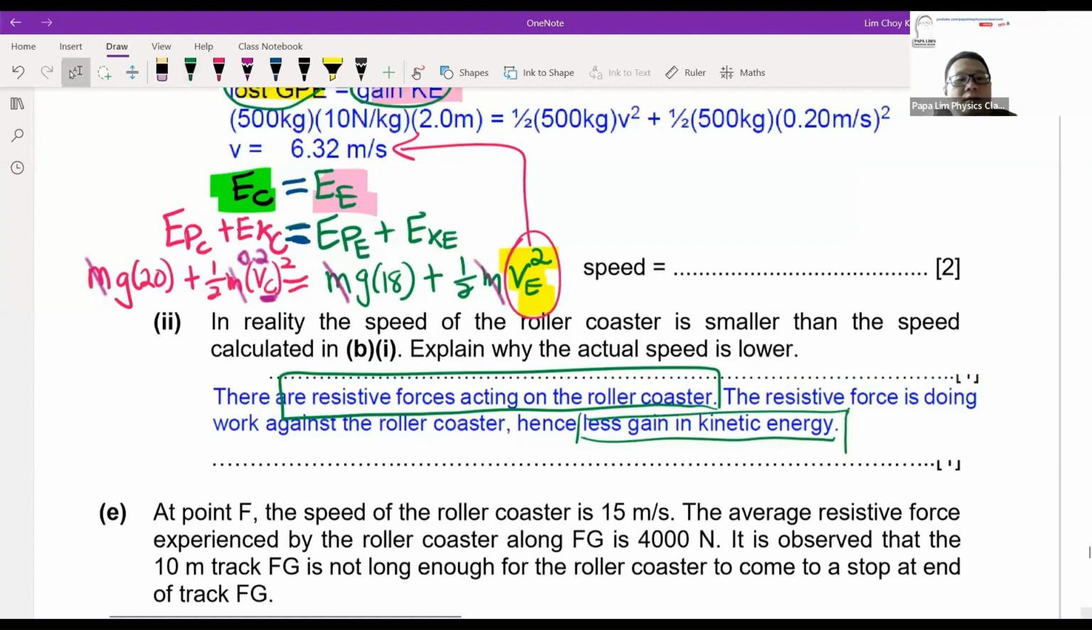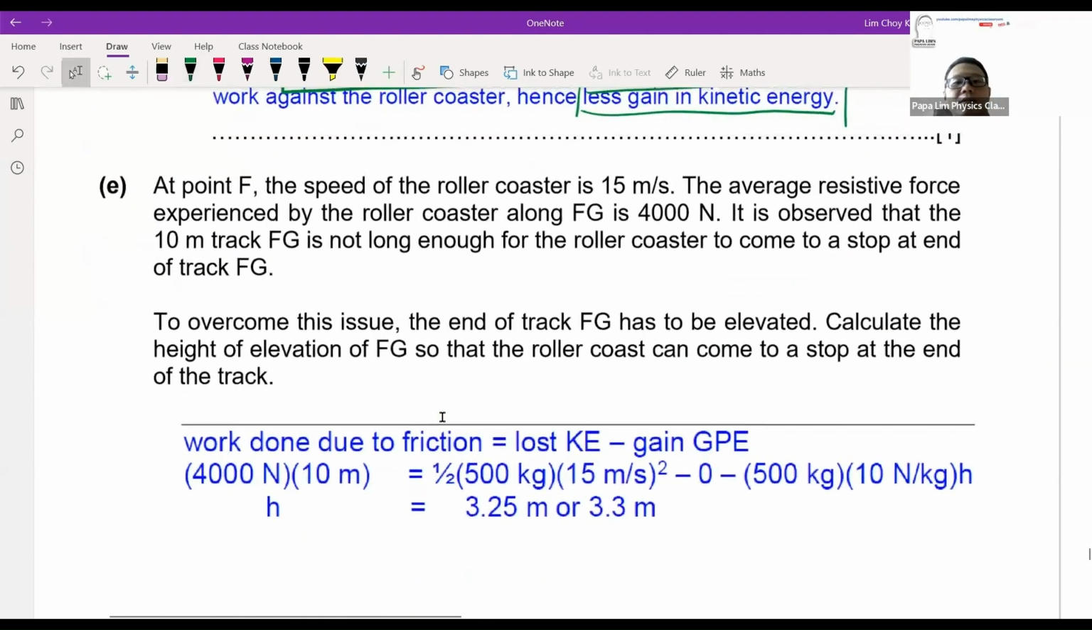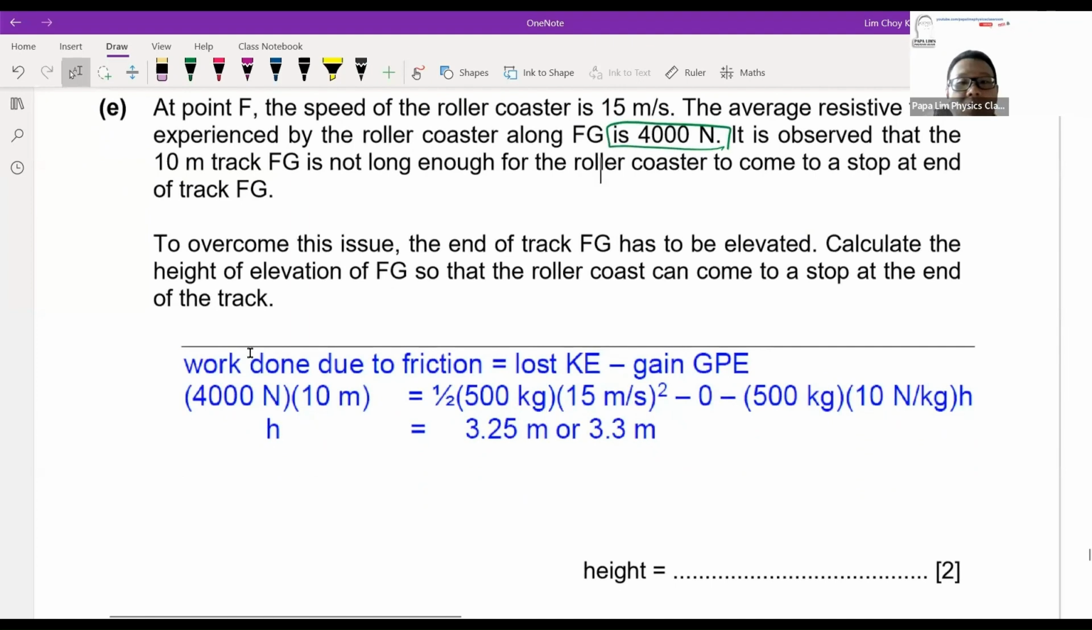Now for point F, they mentioned there's an average resistive force. So the kinetic energy that you have is actually used to overcome the friction and eventually come to a stop. You can look at it in terms of loss and gain, or we can look at it in terms of the total initial energy and the total final energy.